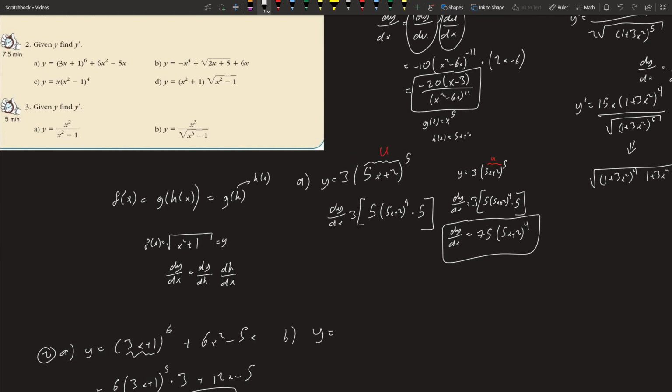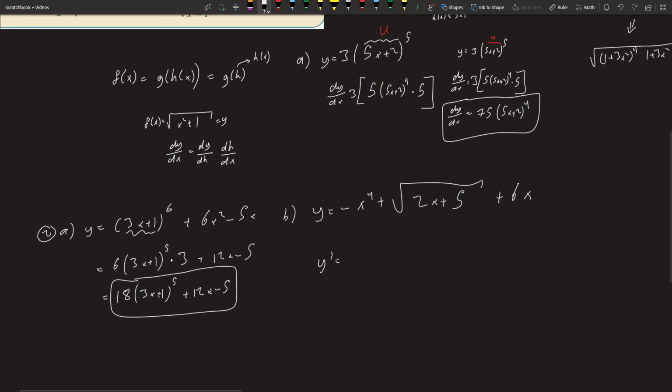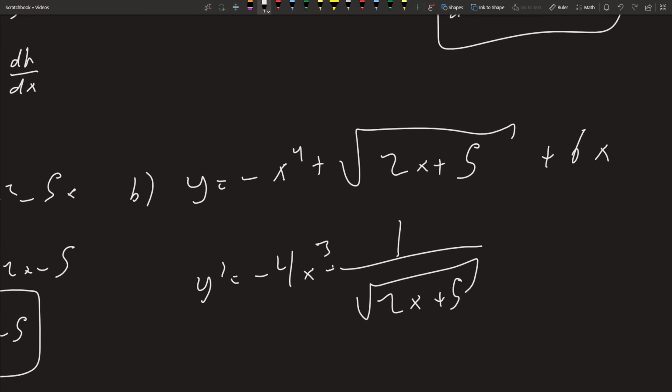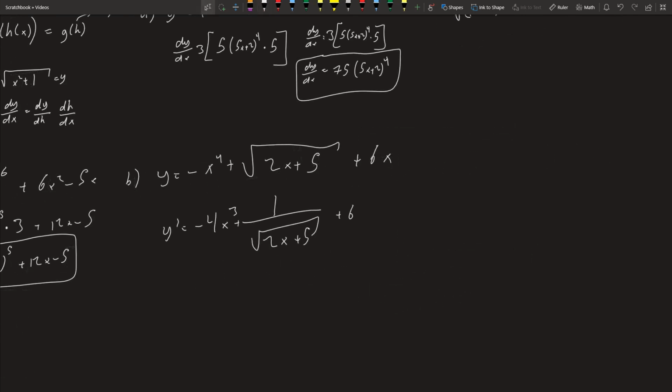Part B, we have y is equal to negative x to the 4 plus radical 2x plus 5 plus 6x. So y prime is equal to negative 4x to the 3, plus 1 over radical 2x plus 5. Apply the chain rule here, okay? This is a plus, and then plus 6.